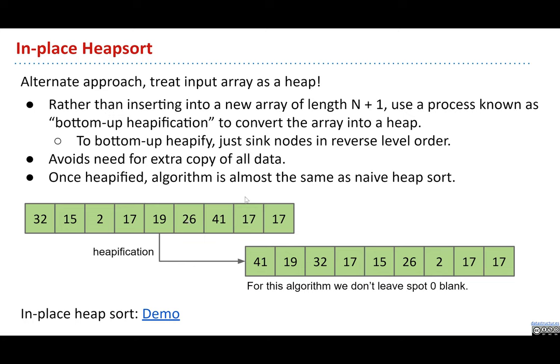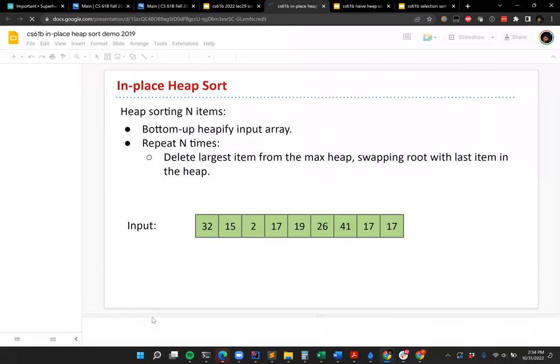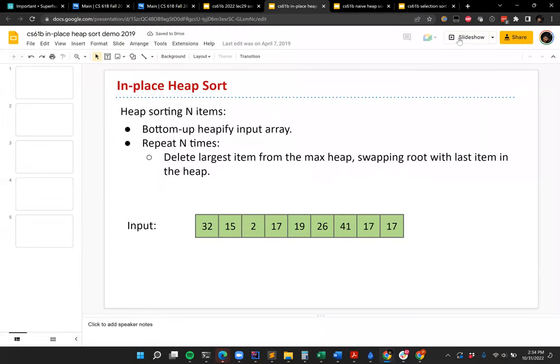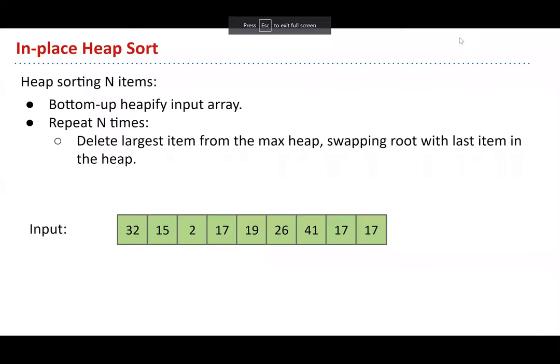The way I'm going to do that is a process known as bottom-up heapification, which means going through the tree and sinking the nodes in reverse level order, which it turns out will work perfectly. Let me just show you what I mean, though. It's just words unless I have a demo. So here's my array, the original array.